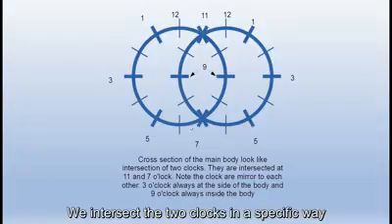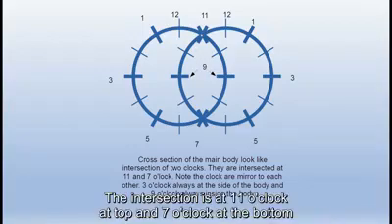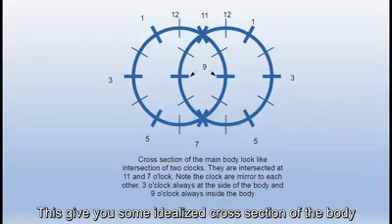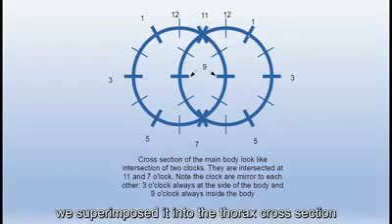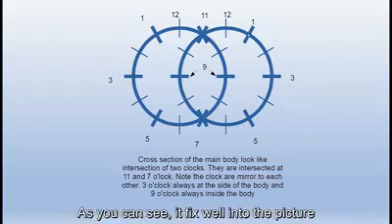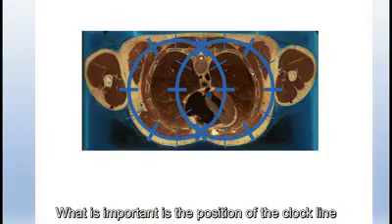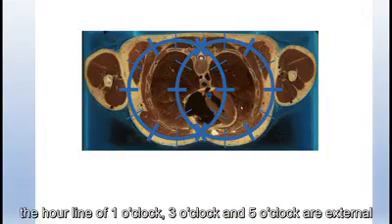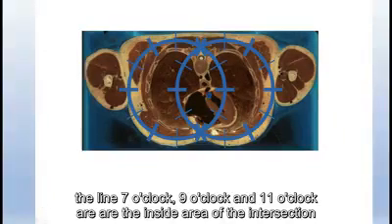Now, we intersect the two clocks in a specific way. As you can see, the intersection is at 11 o'clock at top and 7 o'clock at the bottom. This gives you some idealized cross-section of the body. Now, we superimpose it onto the thorax cross-section. As you can see, it fits well into the picture. What is important is the position of the clock line. As you can see, the hour lines of 1 o'clock, 3 o'clock and 5 o'clock are external. The lines 7 o'clock, 9 o'clock and 11 o'clock are in the inside area of the intersection.